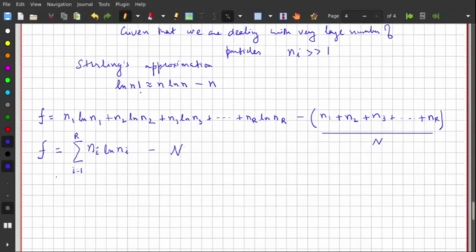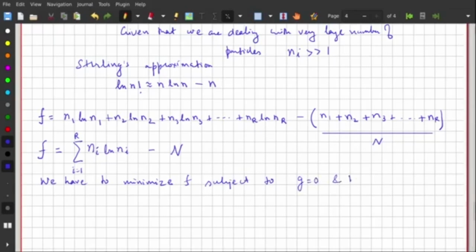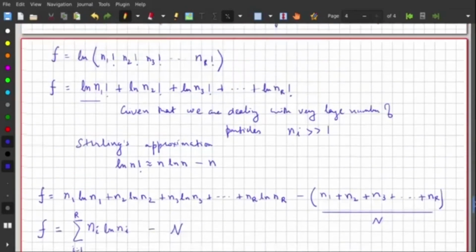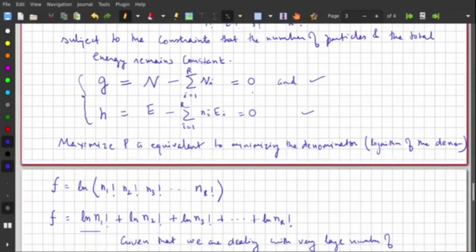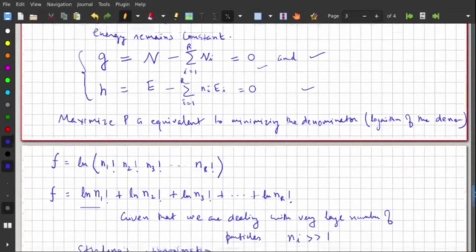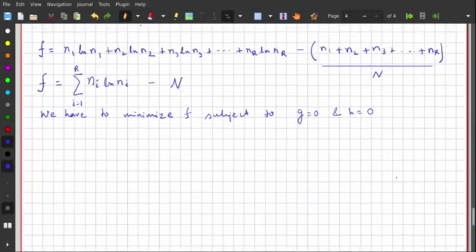So this f, that means we have to minimize f subject to g equals 0 and h equals 0, where remember what were g and h? G and h were given by these two constraints, so the particle conservation or mass conservation and energy conservation basically. Okay, so now we will cast this problem.